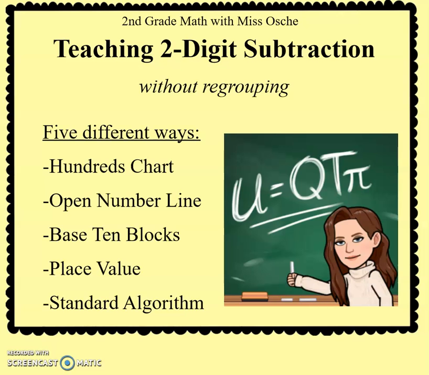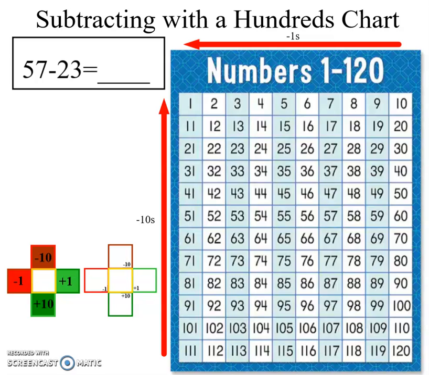We're actually going to start with a hundredths chart, and I'm actually using a 120 chart, but it works the same exact way as a hundredths chart. Now, the subtraction problem here is 57 minus 23. But it's important to realize that the number 57 is not just a 5 and a 7. It's 5 groups of 10 and 7 ones, just like 27 is actually 2 groups of 10 and 3 ones.